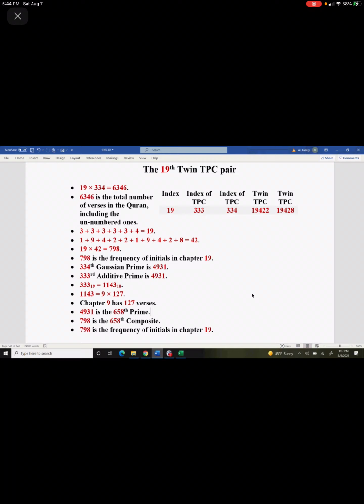So we have two numbers here. We generated just two numbers, 19 and 42. If you multiply these two numbers, 19 times 42, you get 798. 798 is the frequency of the initials Kaf, Ha, Ya, Ain, Sad in chapter 19.